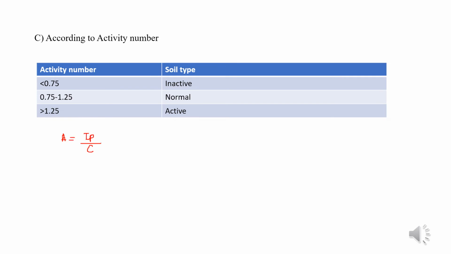So activity, denoted by A, is equal to the plasticity index divided by C, where C is the percentage of clay size particles by weight in a soil sample. Suppose the activity number is greater than 1.25 for one soil, and another soil has an activity number between 0.75 and 1.25, which we call a normal soil. Suppose this is soil type A and this is soil type B. What will be the difference between the two types of soil?